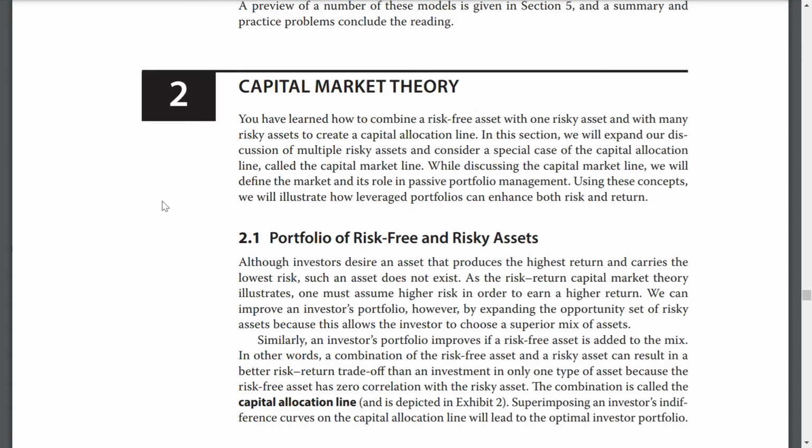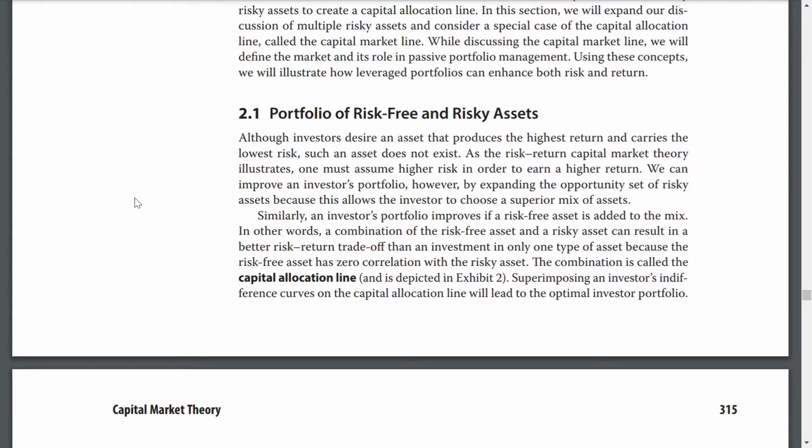Portfolio of risk-free and risky assets. Although investors desire an asset that produces a high return and carries the lowest risk, such an asset does not exist. As capital market theory illustrates, one must assume a higher risk in order to earn a higher return. We can improve an investor's portfolio, however, by expanding the opportunity set of risky assets, because this allows the investor to choose superior mixes of assets. Similarly, an investor's portfolio improves if a risk-free asset is added to the mix.